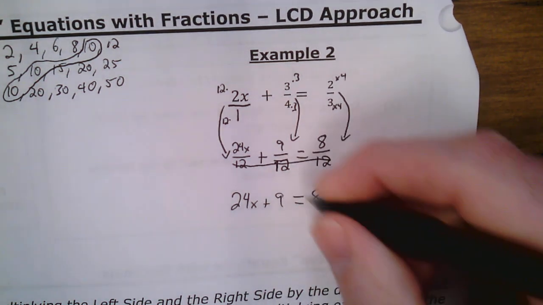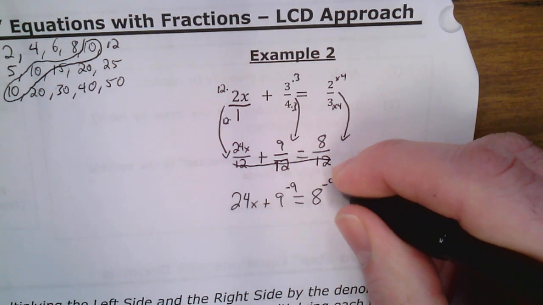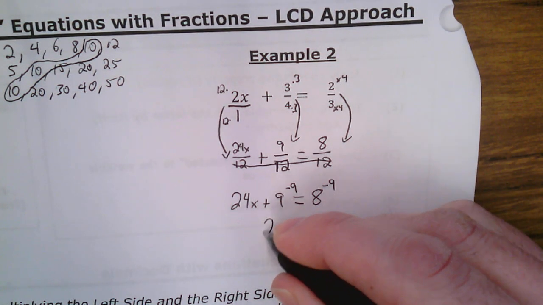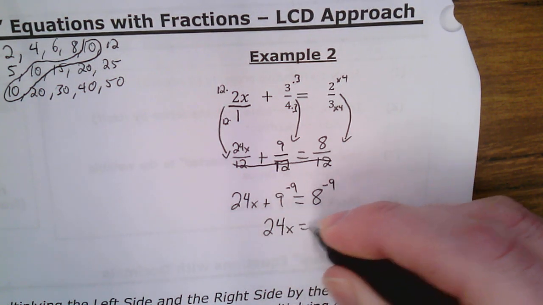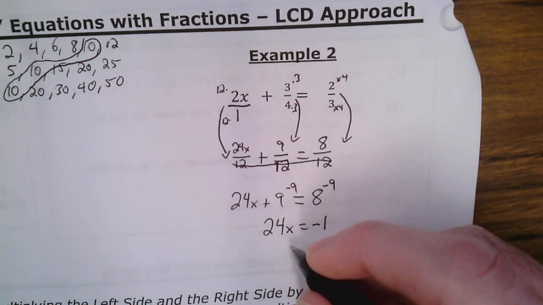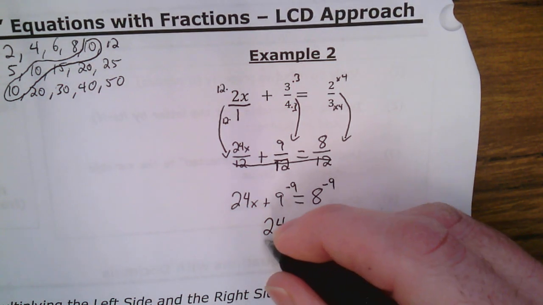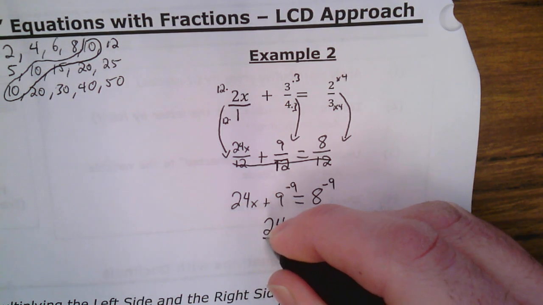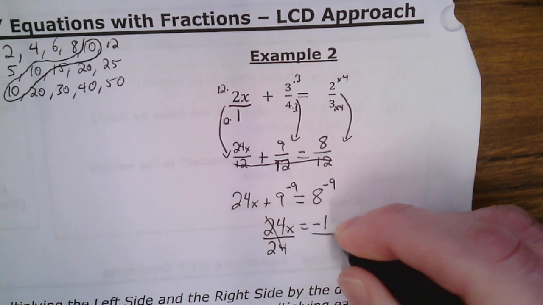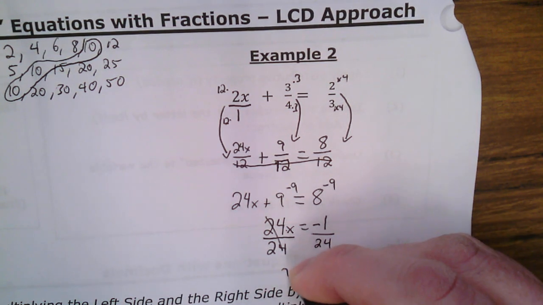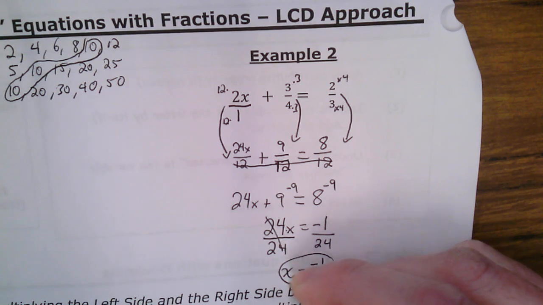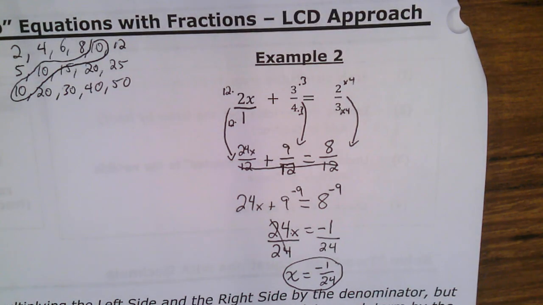And now it's very simple. I can start to get rid of the constant. It says plus 9, so I'm going to take it away from one side. Whatever I do to one side, I do to the other, and I'm left with 8 minus 9 is negative 1. And now I have 24 times x equals negative 1. I'm going to undo the multiplication by doing the opposite to both sides. So divide away, and since it's a fraction, I will leave my answer as a fraction, negative 1/24.